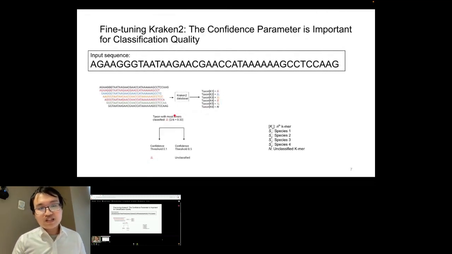Kraken2 then decides whether this input sequence is classified or not based on its confidence parameter. Briefly speaking, if the set confidence parameter is lower than the classification score, in this case if it's 0.1, lesser than 0.33, the sequence will be classified as belonging to species one, and vice versa. If the set confidence is higher than the classification score, so for example, 0.5, greater than 0.33, the sequence will be unclassified by Kraken2.